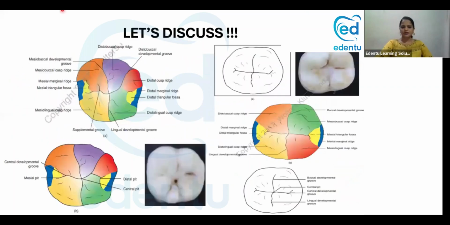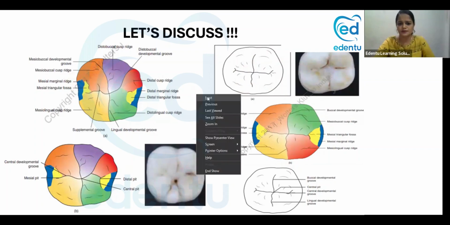So let's have a discussion about the anatomy of this right permanent first molar. Only the first molar and second molar are the choices that are given here. You can see that in the first molar, there will be 5 cusps and the distal cusp will be the smallest one. In case of the second molar, it only has 4 cusps. This is the picture of the first molar and this is the picture of the second molar. Only 4 cusps in case of the second molar and 5 cusps in case of the first molar.